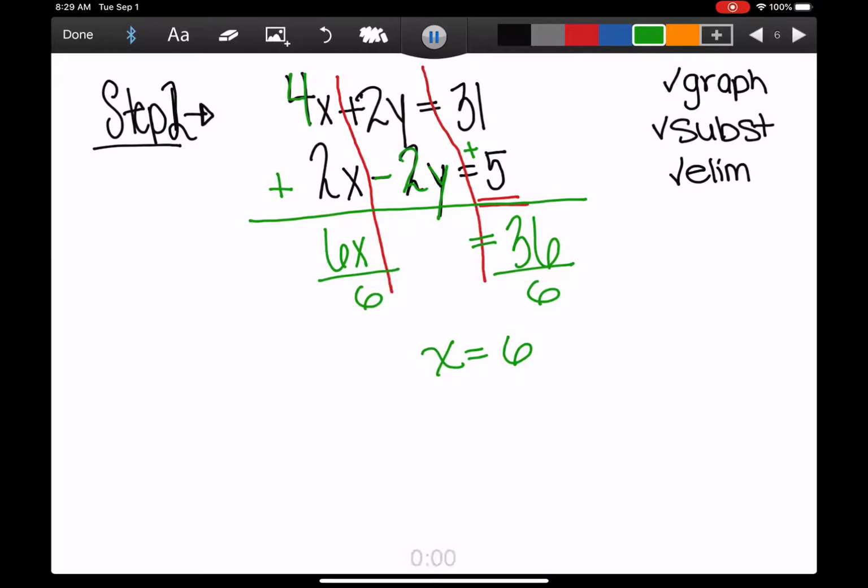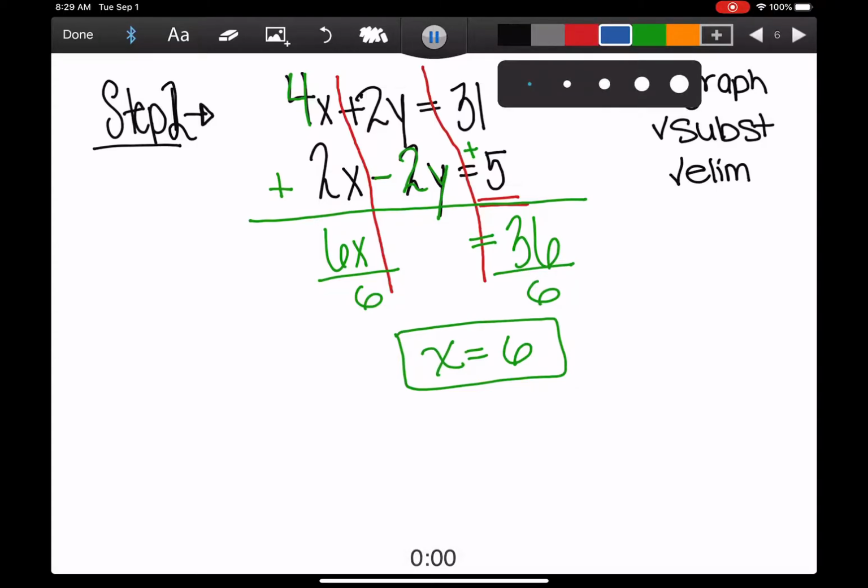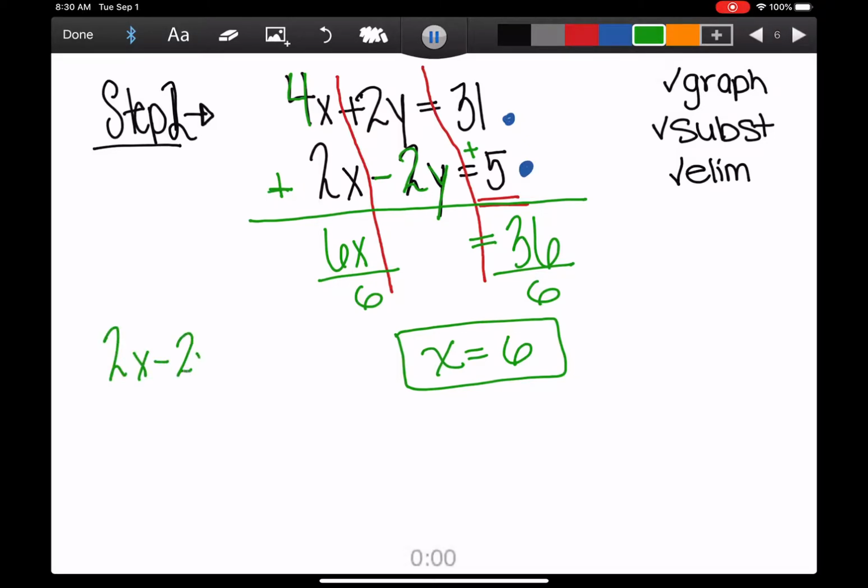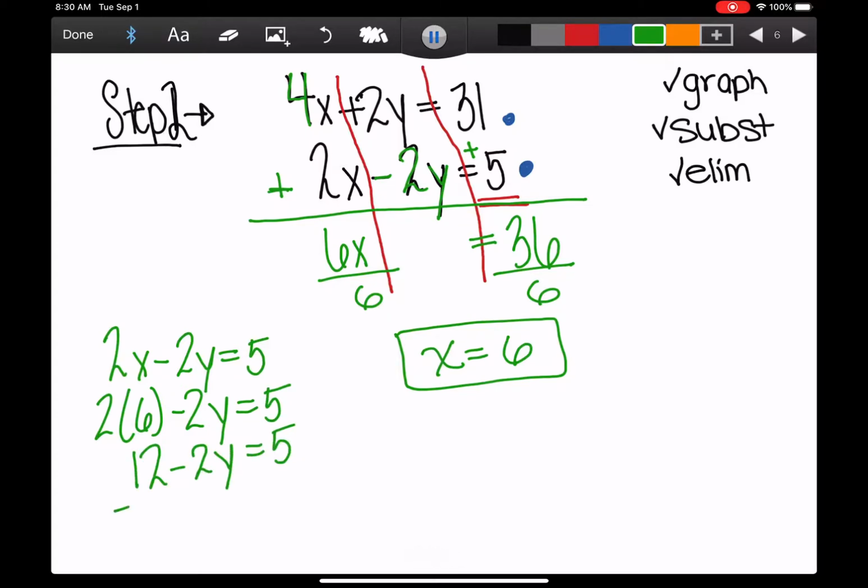So like it says, step 3, add your equations and solve for the leftover variable. Now you probably already know what to do next. Once you have one variable, you just plug it back into either equation up here to solve for the other variable. It doesn't matter which one you pick. So I don't know, I'll pick the second one. 2x minus 2y equals 5. And I'm going to substitute in a 6 wherever there's an x. 12 minus 2y equals 5.